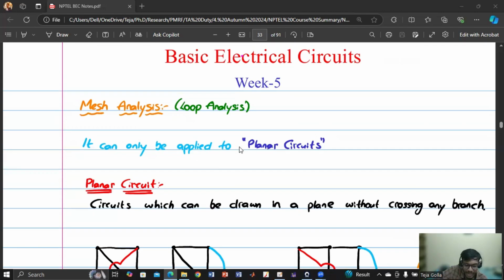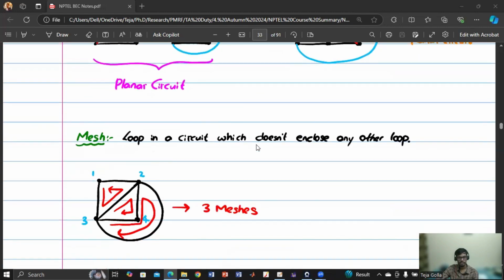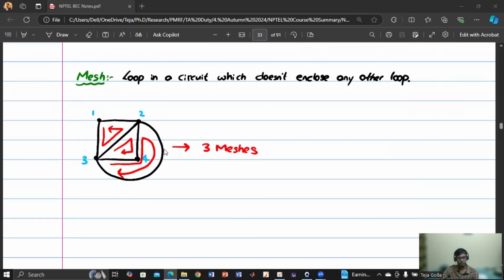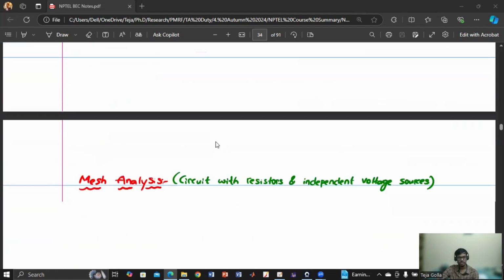If they have not mentioned anything, it's always easier to apply the nodal analysis, but it's up to you. If you are comfortable with the mesh analysis, you can also apply the mesh analysis. So what is mesh? Mesh is a loop in a circuit which does not enclose any other loop. Here if you see, this is one loop which does not enclose any other loop. So this is a mesh, this is a mesh, and this is a mesh. But the outside loop is not a mesh because inside it there is another loop. That is a loop but not a mesh. So here we have 3 meshes, so we will get 3 equations.